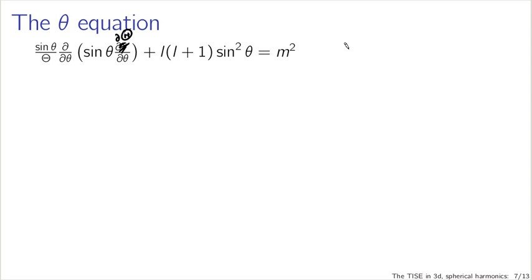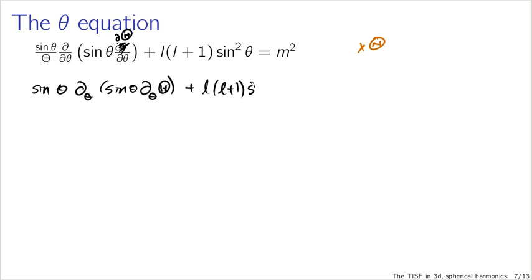We can simplify this a little bit, as before, multiplying through by the capital theta to get rid of this theta in the denominator, essentially. And what you end up with is sine theta, partial derivative with respect to theta, of sine theta, partial derivative with respect to theta, of our theta function, plus [L(L+1) sine squared theta minus m squared], and I'll put this in square brackets and multiply it all by my theta function, is going to be equal to 0.